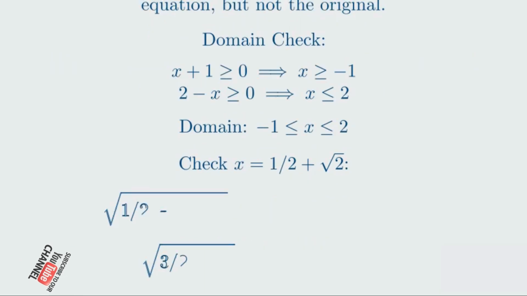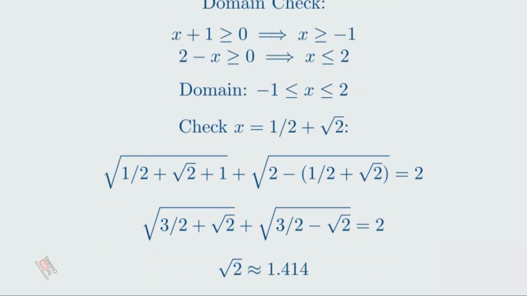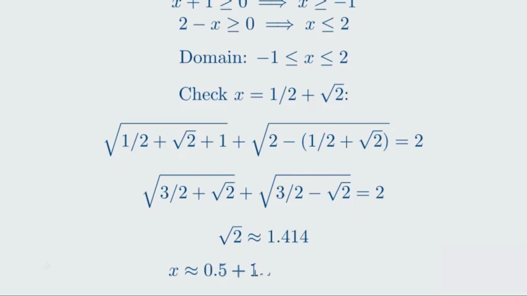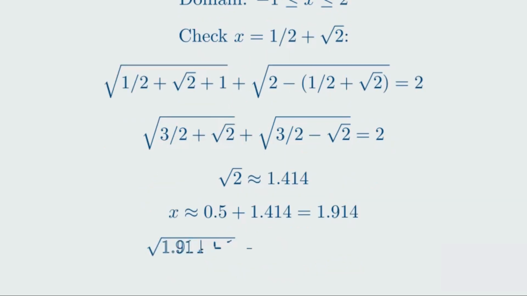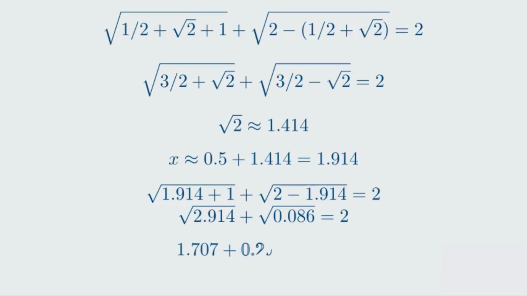Substituting this in gives us a long expression with many nested radicals. We could try to simplify this, but there's a more efficient way to test. Let's use the decimal approximations. Root 2 is about 1.414, so our solution is approximately 1.914. Plugging this into the original equation, we get the square root of 2.914 plus the square root of 0.086 equals 2. Let's calculate these values. The first radical is about 1.707. The second radical is about 0.293. Adding them, we get 2.000. It looks like this solution is correct. The values are approximately equal.